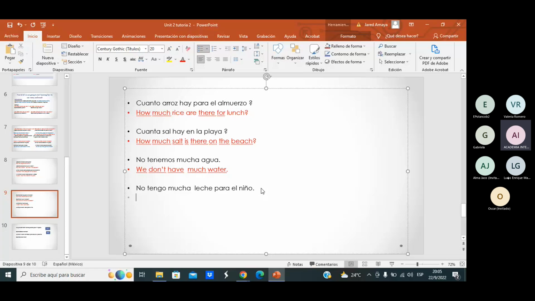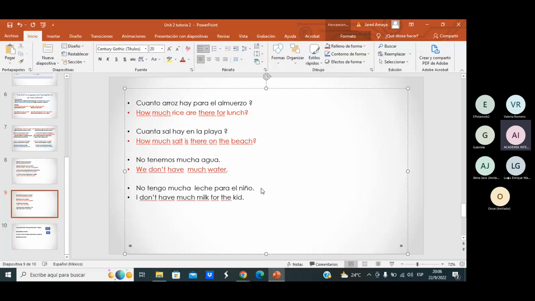¿Quién le gustaría intentar? Me. Okay, go ahead. I don't have much milk for the kid. Okay. Yeah, very good. I don't have much milk for the kid.